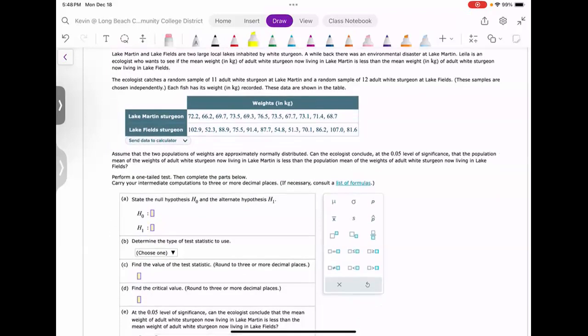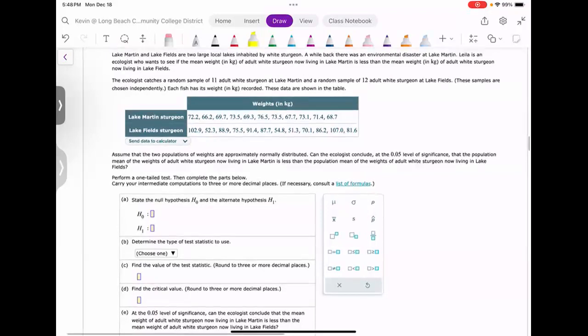Lake Martin and Lake Fields are 2 large local lakes inhabited by white sturgeon. A while back, there was an environmental disaster at Lake Martin. Layla is an ecologist who wants to see if the mean weight in kilograms of adult white sturgeon now living in Lake Martin is less than the mean weight in kilograms of white sturgeon now living in Lake Fields.